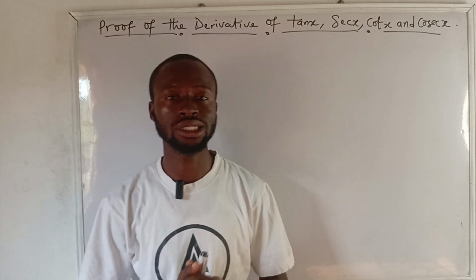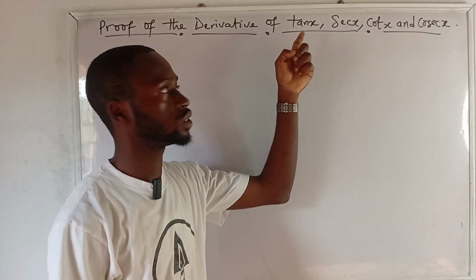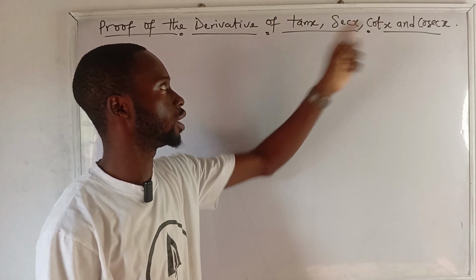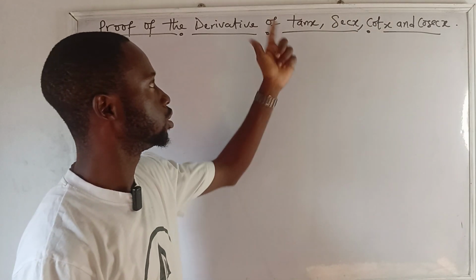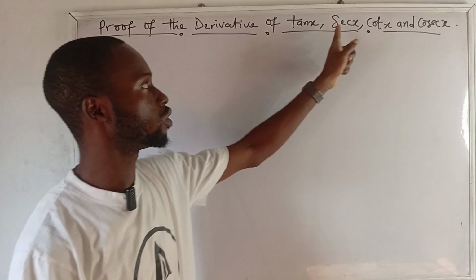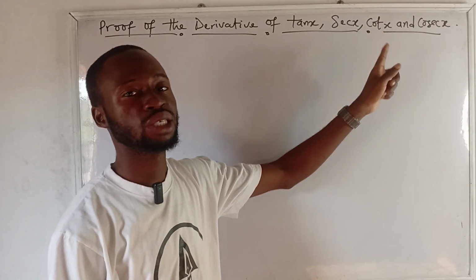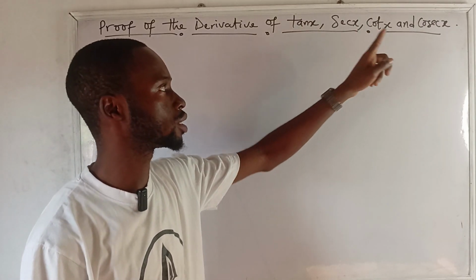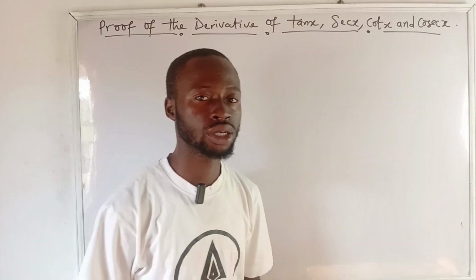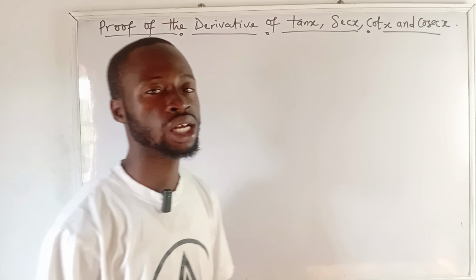Hello, welcome to class. In this class, we will be doing the proof of the derivative of tan x, sec x, cot x, and cosec x. As we remember, the derivative of tan x is sec square x, derivative of sec x is sec x tan x, derivative of cot x is minus cosec square x, and the derivative of cosec x is minus cosec x cot x. So all of this is what we want to prove in this particular video.